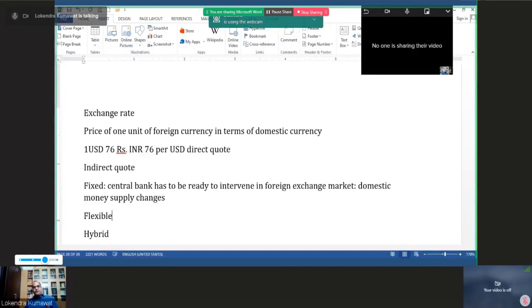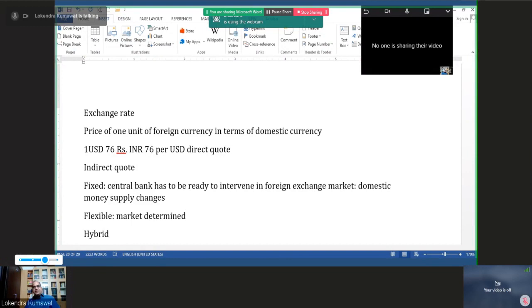In case of a flexible exchange rate regime, it is completely market determined. So in that case, the Reserve Bank doesn't have to intervene in the market. If there is excess demand for dollars, the price of the currency will rise. If there is excess supply of the dollar, the price of the dollar will decline. The Reserve Bank doesn't intervene at all.